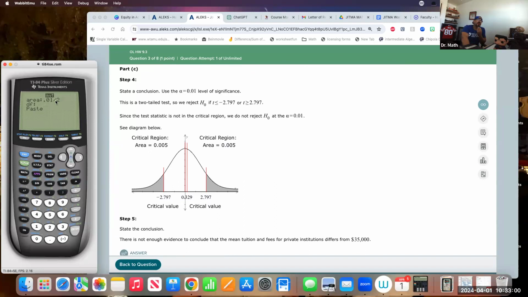If you don't have a two-tailed test, if it's just the left tail or right tail, then you don't have to divide by 2. Does that make sense? All right, I'll pretend you said yes.